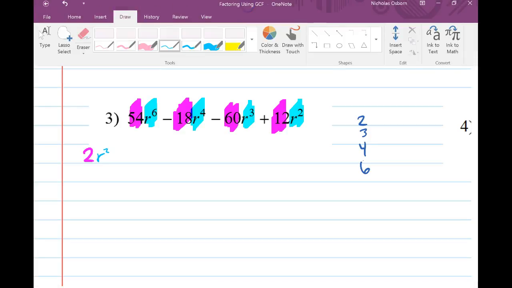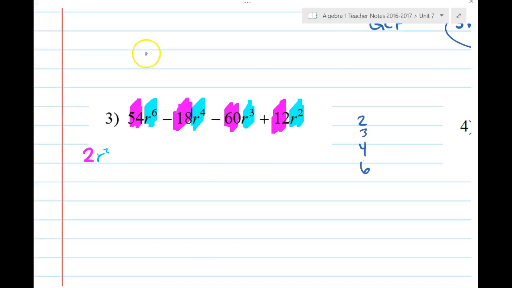Okay, so now 2 times what gives us 54? Well, you just punch it in a calculator. Divide 2 into 54. And that gives us 27.